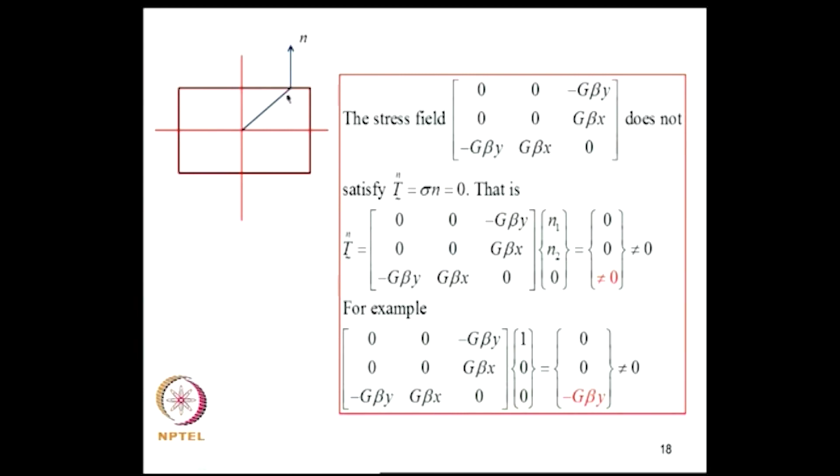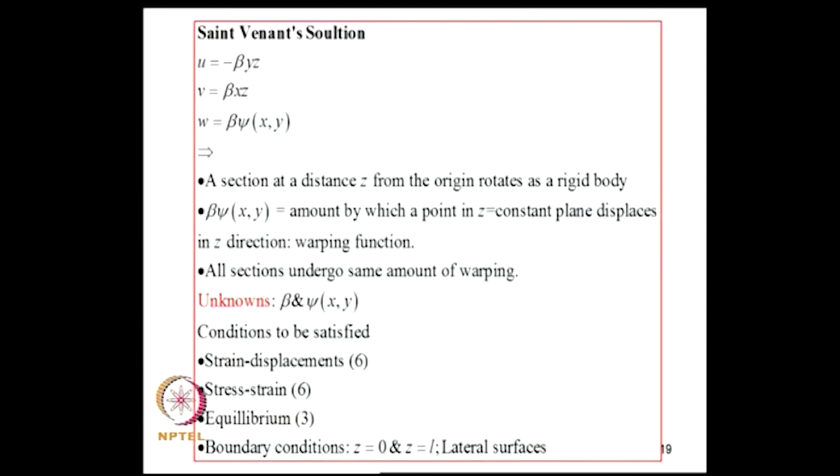For example, if you take this n which is shown here, suppose the outward normal is 1 0 0, you can see that the first two equations are satisfied, but the third equation will lead to minus G beta y into 1, which is not 0. So, the point is this stress field is not applicable for this problem. So, we have to start from first principles through certain other arguments.